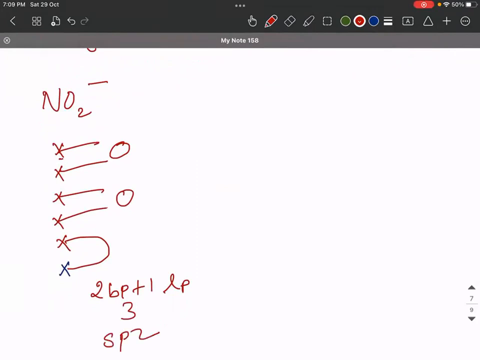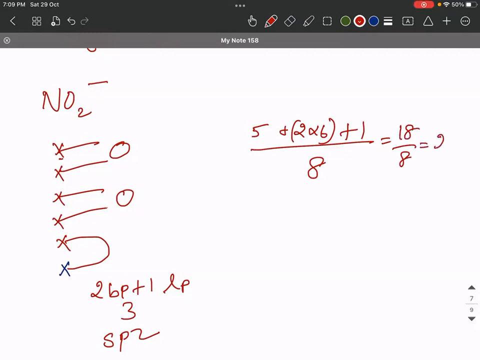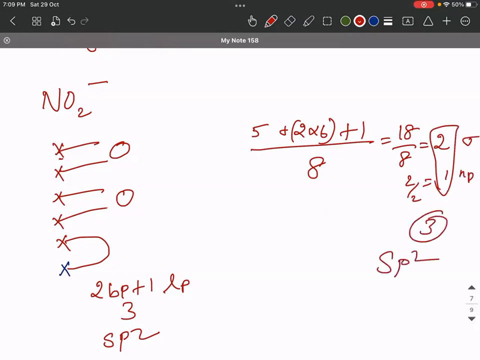Now we'll check. Nitrogen is 5 plus 2 into 6 plus 1, that divided by 8. So 2 sixes are 12, 12 plus 1 is 13, 13 plus 5 is 18. 18 by 8, what will you get? 2 eights are 16, remainder 2. 2 divided by 2 is 1. So 2 plus 1, it gives sigma bond, this is non-bond. Then 3. Then what is the hybridization? sp2. Both are the same, no? This method is very easy, no?